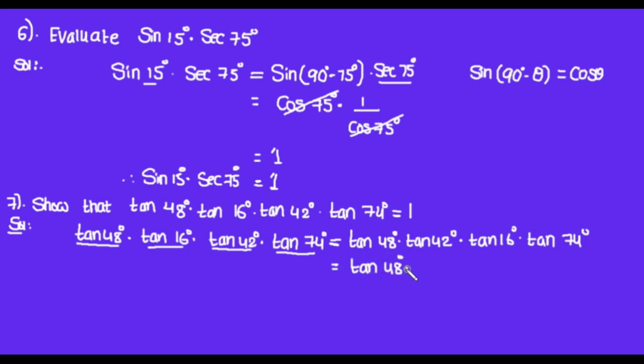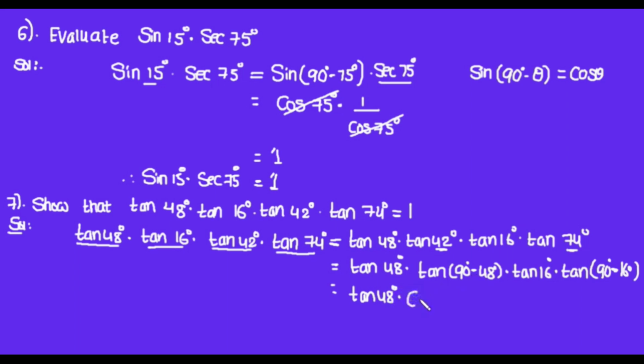Here we can write tan 42 degrees as tan of 90 minus 48 and tan 74 as tan of 90 minus 16 degrees. After writing it, we will get tan 48 degrees multiplied by tan of 90 minus 48 degrees multiplied by tan 16 degrees multiplied by tan of 90 minus 16 degrees.